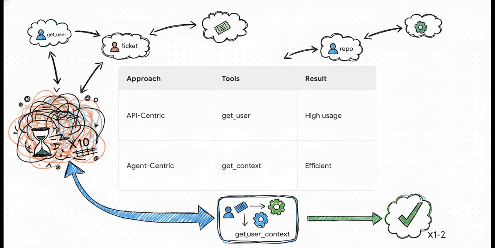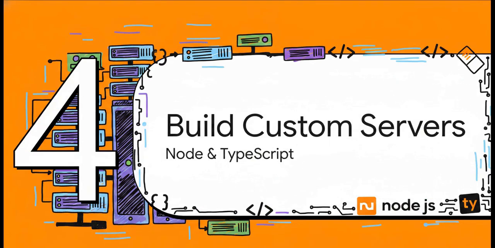But if you use the agent-centric approach, you consolidate all that into one single tool, like Get User Context. Suddenly, the AI has everything it needs in maybe 1 or 2 highly efficient calls. Total game changer. Which brings us to Section 4, building custom MCP servers using Node and TypeScript.